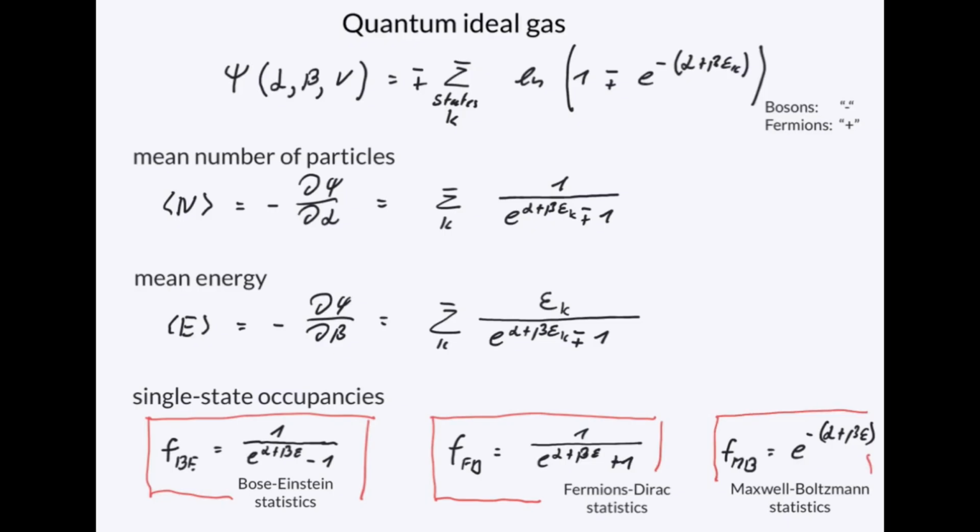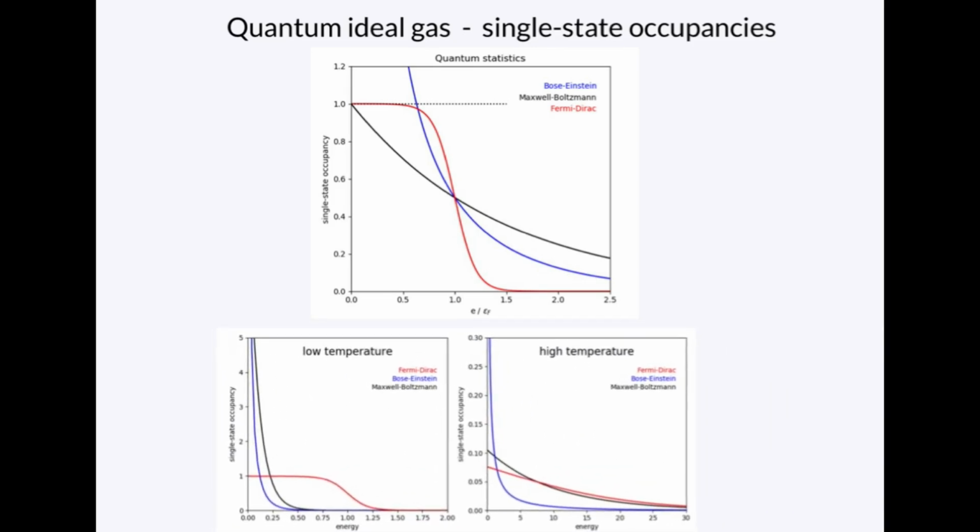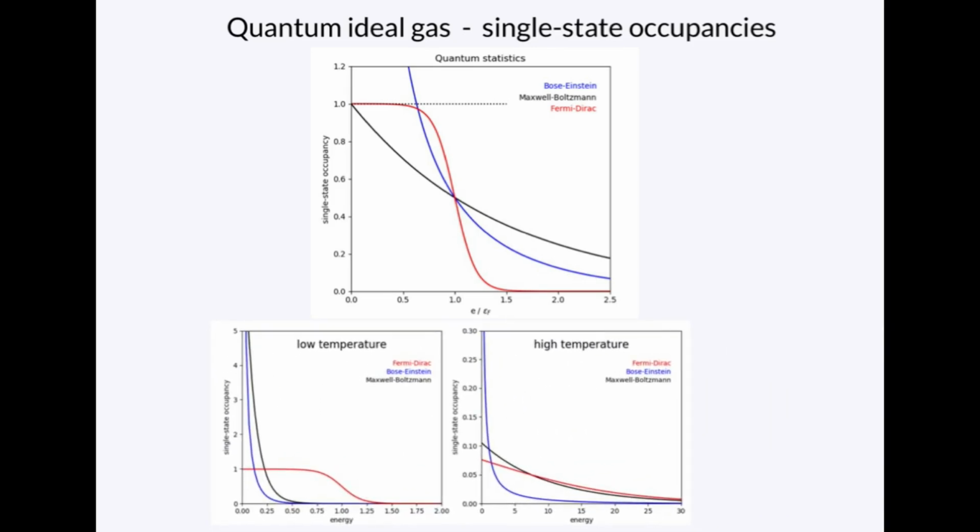For low temperatures, those distributions are significantly different. For the Fermi-Dirac statistics at low temperatures, all states below a given energy are occupied, whereas all the other states are non-occupied. The occupation number for the Bose-Einstein statistics increases with smaller energy. At high temperature, we see that all these distributions get very similar and can be well described by the Maxwell-Boltzmann distribution.